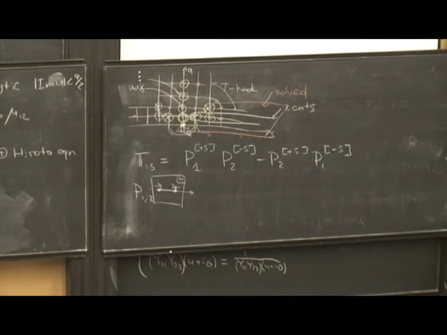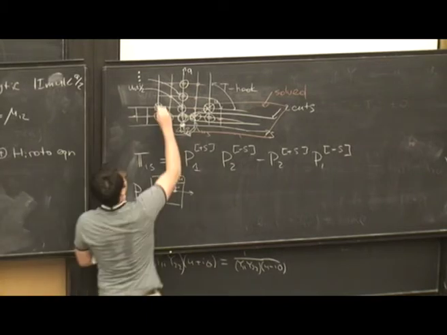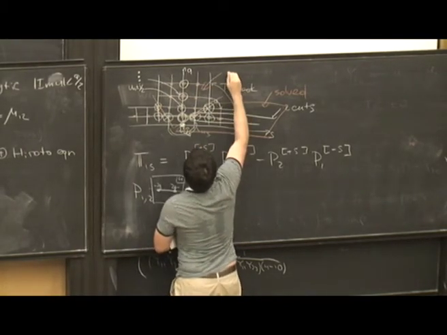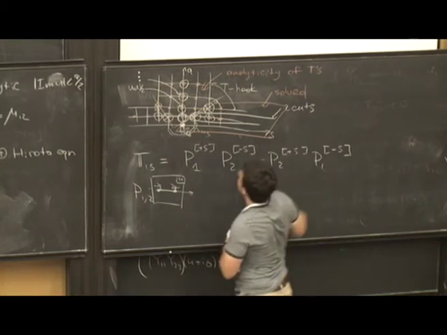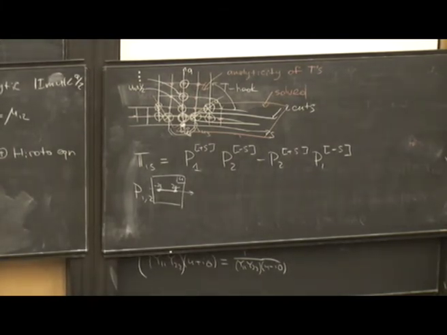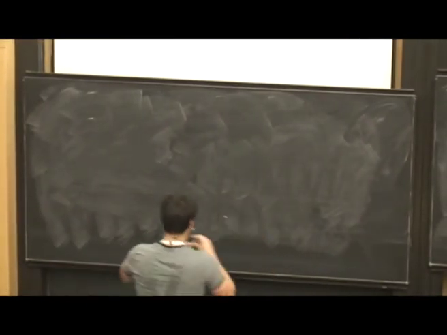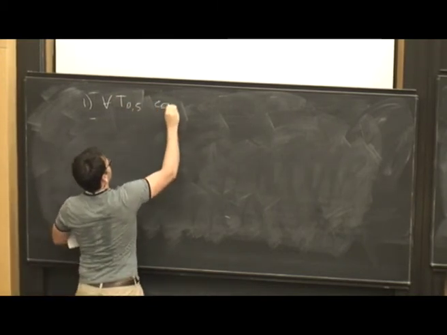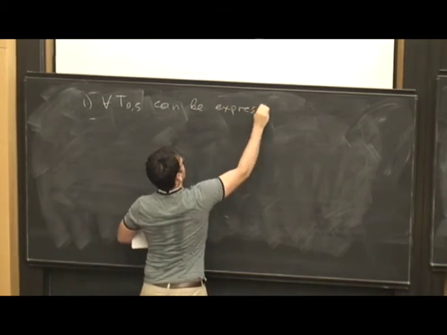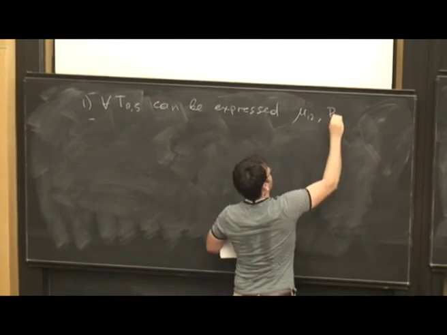However, we still have this requirement that T in this domain should have some analyticity. And this constrains the possible choice of P1 and P2, which are so far arbitrary functions with one cut. So now I don't have time to explain, but let me just state that first any T can be expressed in terms of mu 1, 2, P1 and P2.